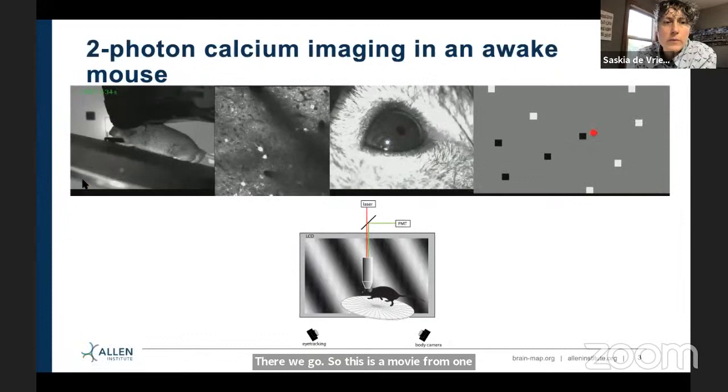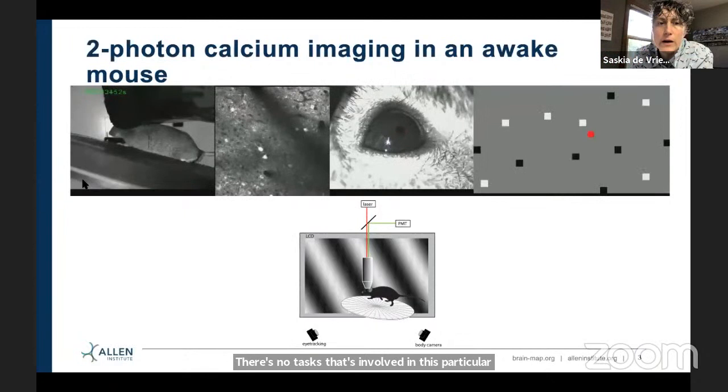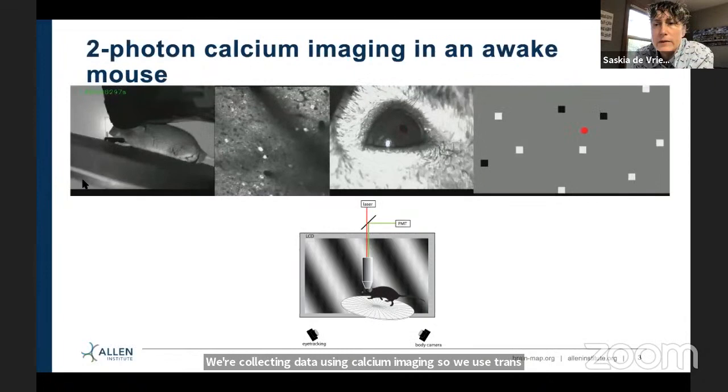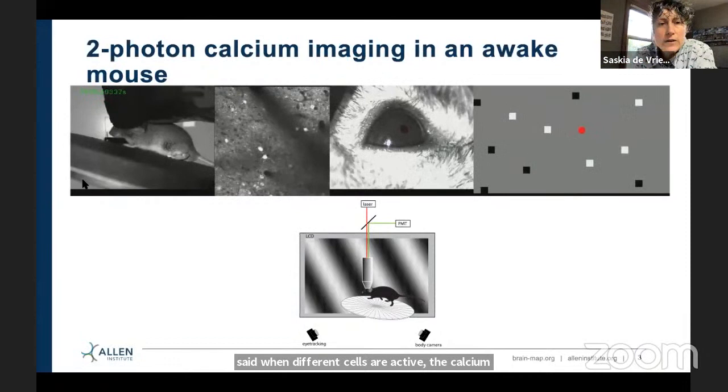You see the mouse's head fixed under a two-photon microscope, but it's awake and it's free to run. There's no task that's involved in this particular experiment, but we do have the behavior of the running activity of the mouse. We're collecting data using calcium imaging. So we use transgenically expressed GCaMP6 that is expressed in particular populations of cells. And so when different cells are active, the calcium floods into the cells, the indicator lights up, and we see different cells light up at different times during this experiment.